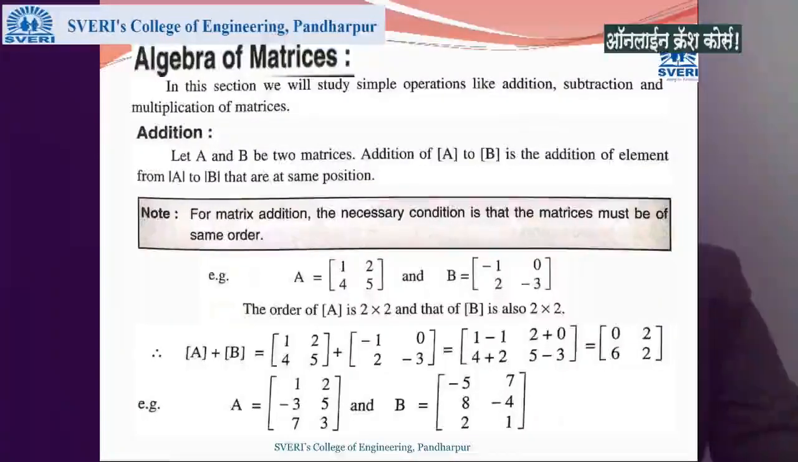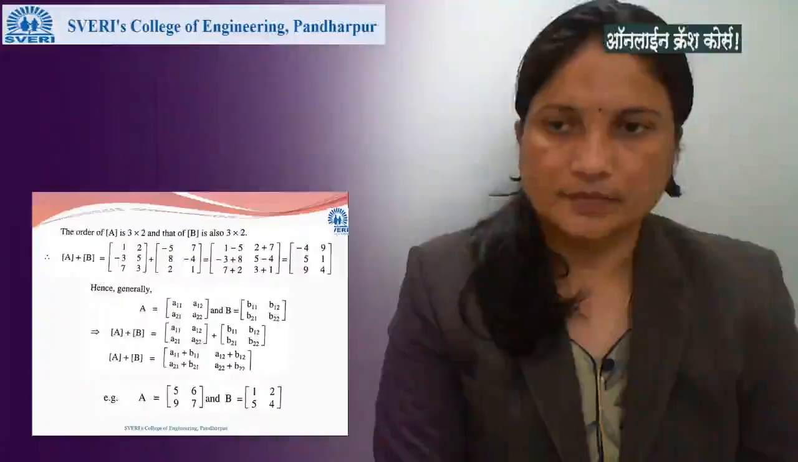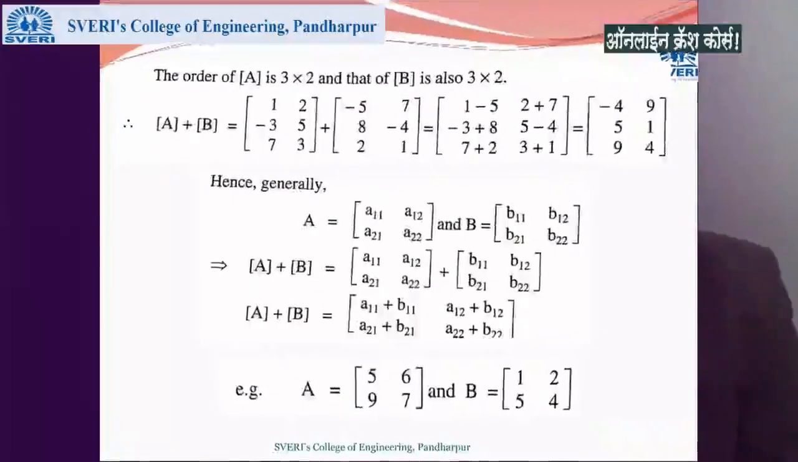If we have a matrix A as 1, 2, minus 3, 5, 7, 3, and matrix B with elements minus 5, 7, 8, minus 4, 2, 1, how to add them? Look at this. What is the order? 3 by 2. B also has the same order, 3 by 2. So here we are adding the first row, then the second row, and the elements of the third row.